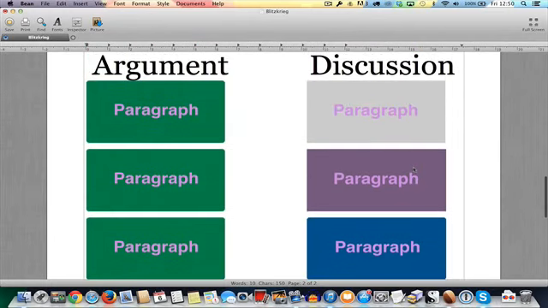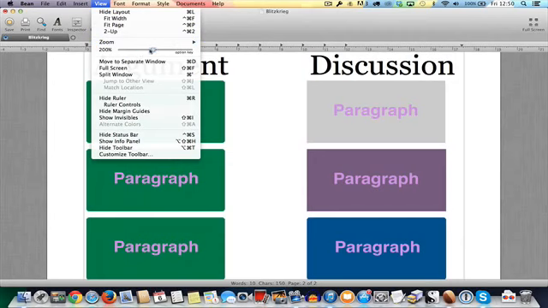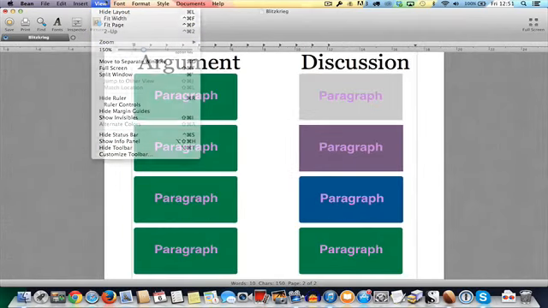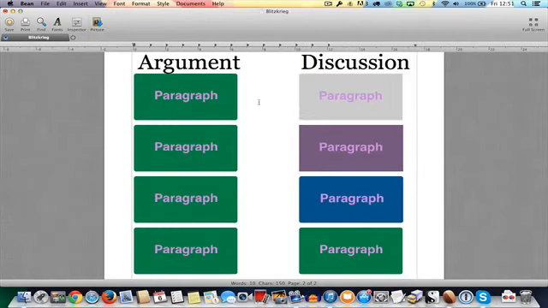So thus, when compared, and I'll just zoom out here a little bit to make it easier for you to see. Okay, so when compared, it is clear that the two essay structures are opposite in several ways. So where the argument essay structure declares the candidate's position at the beginning of the essay, the discussion essay structure reveals this at the end.